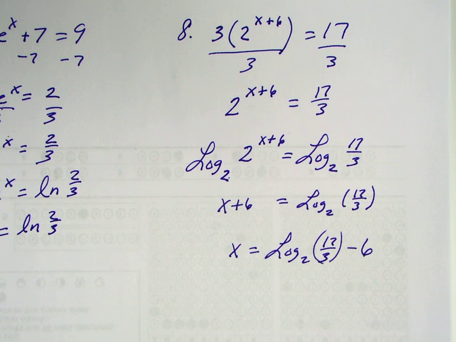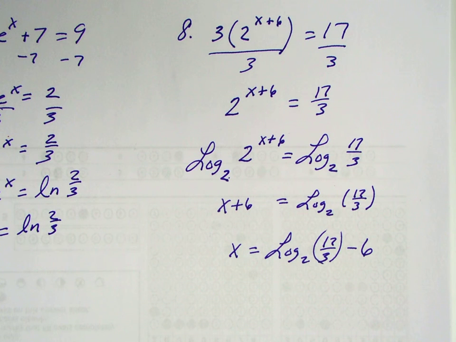Everything that's in the exponent comes to the front. No, 17 over 3 is the number. So if you actually wanted to expand that out, you would do the log of 2 minus the log of 3, because it's a division problem, right?